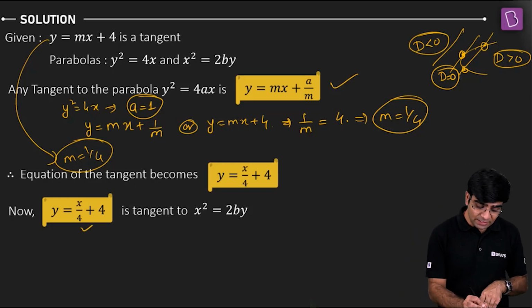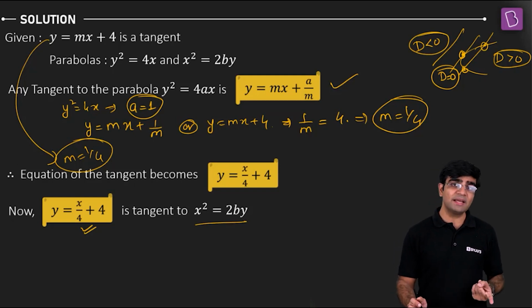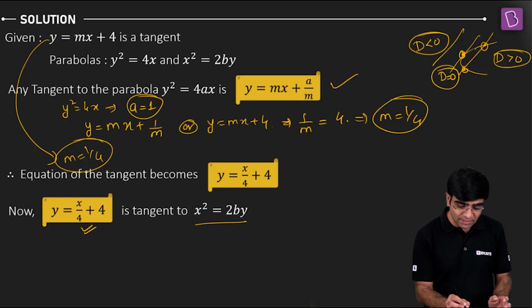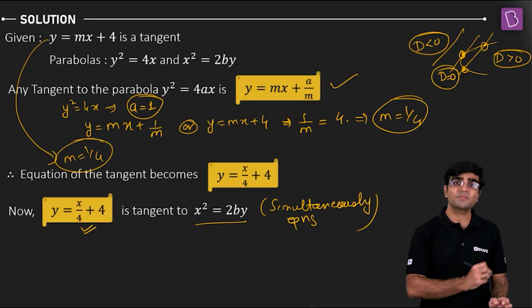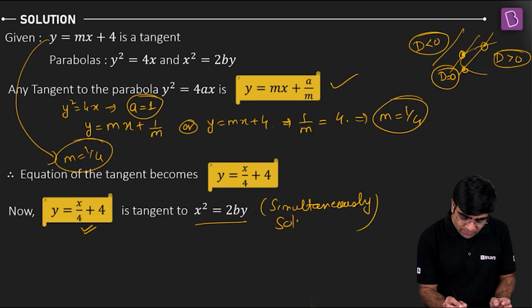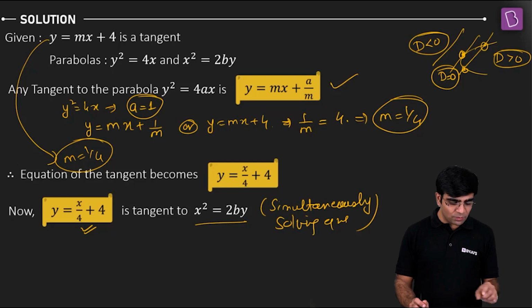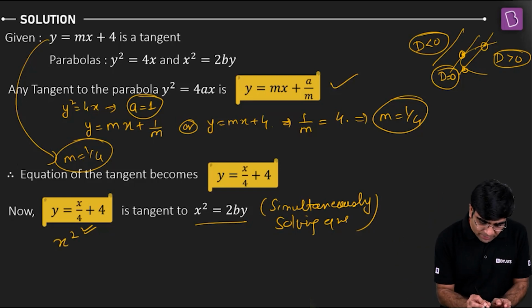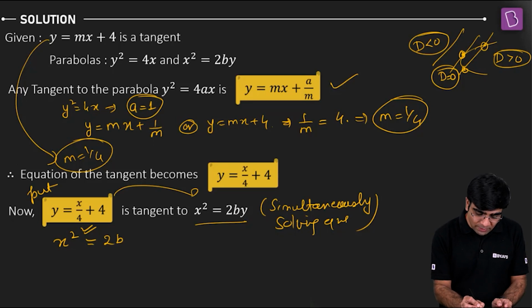We have this line as tangent to this parabola, which means I need to simultaneously solve their equations. For that, what will I do? I'll put y equal to x by 4 plus 4 in the second equation, x square equal to 2by. So I'll get x square is equal to 2b into x by 4 plus 4.